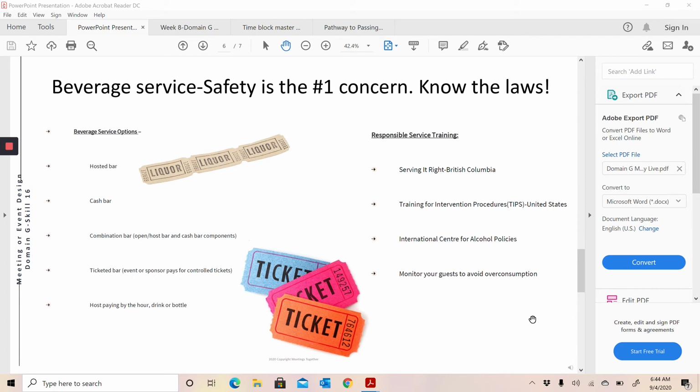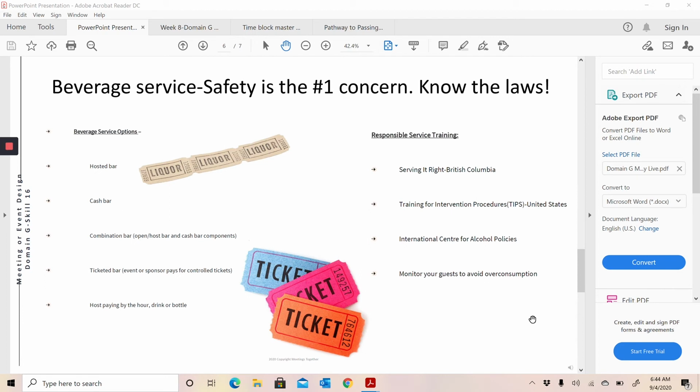Hosted bar. So the hosted bar is just like it sounds. You're hosting everybody's alcohol. So the organization pays for the drinks. Cash bar is like it sounds. You have to pay cash to have a drink from the bar. So that is a cash bar, is when your attendees are having to pay for their drinks.